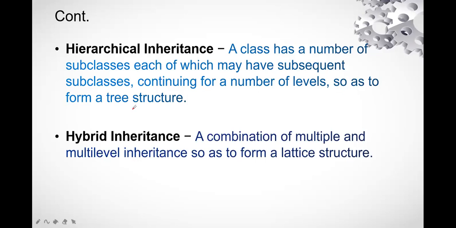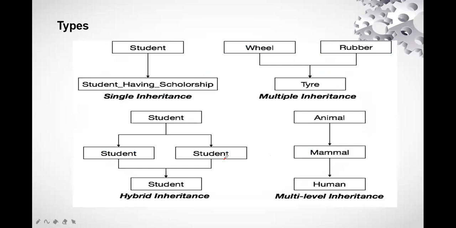Right? Now this hierarchical structure will be defined in this way. I'll show you these two because it will be very difficult to draw. Next one is hybrid inheritance. Hybrid inheritance is a combination of multiple and multi-level inheritance so as to form a lattice structure. I'll just show you this hierarchical, and yes, we can see it in detail, the types.